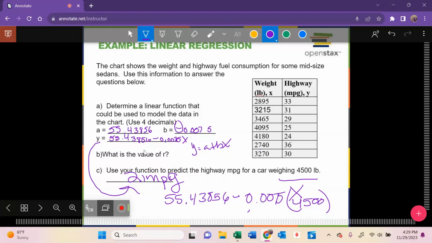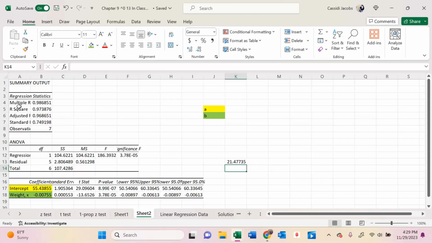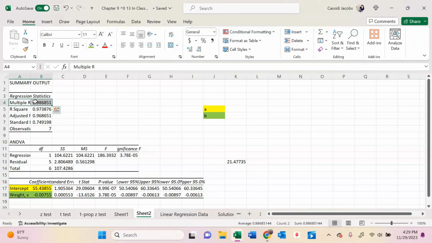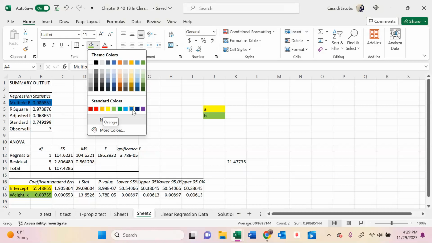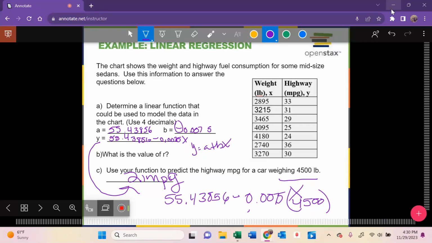And the part B is, what is the value of R? Well, that was given to us, even though we skipped that part. That is your R square here. That is the R that it's asking. Your multiple R is the R it's asking for. R square is a different value. So your multiple R is what is being asked for in part B. So it's 0.9869.